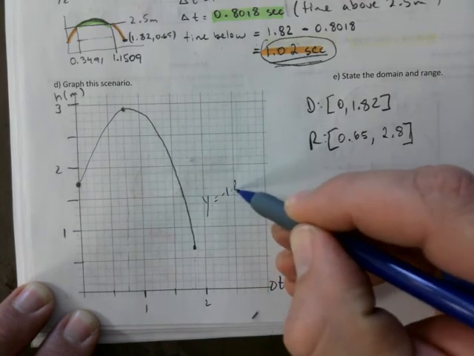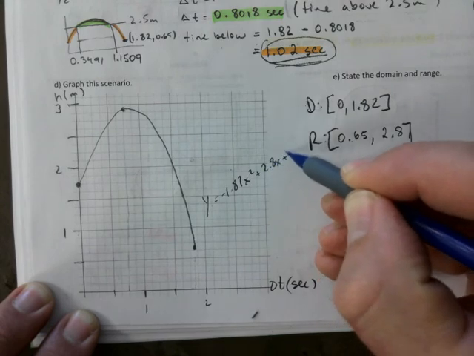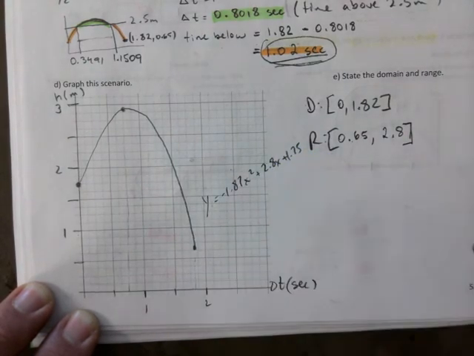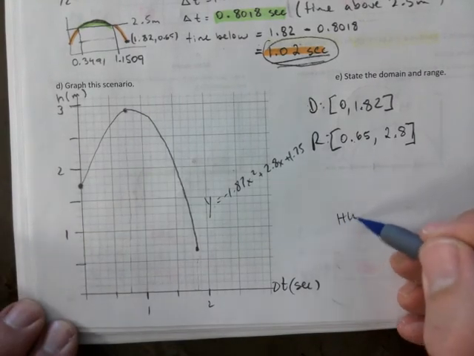y is equal to negative 1.87x squared plus 0.8x plus 1.75. Am I missing something? I think we're good. Homework.